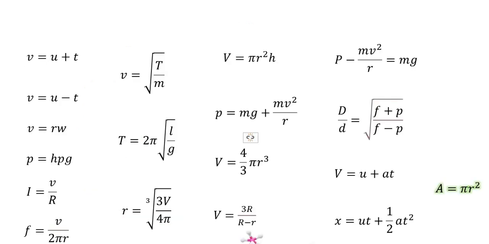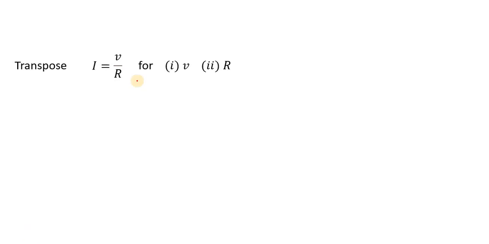The next question is to transpose I equals V over R for, and we have two parts. Part one is to make V the subject in one instant, and the next instant is to make R the subject. Now, there are several ways in which we can actually make V and R the subject, but we're going to stick to the balanced method in this example video.